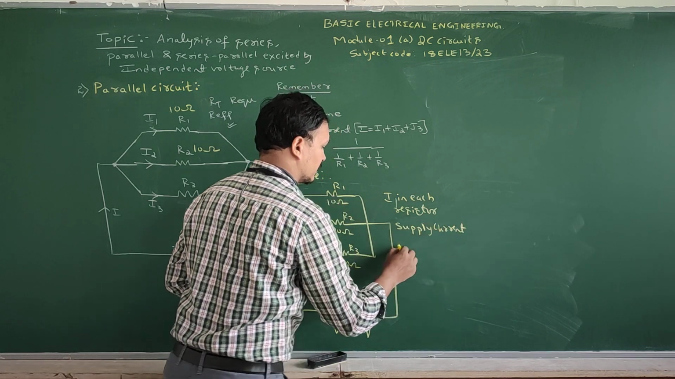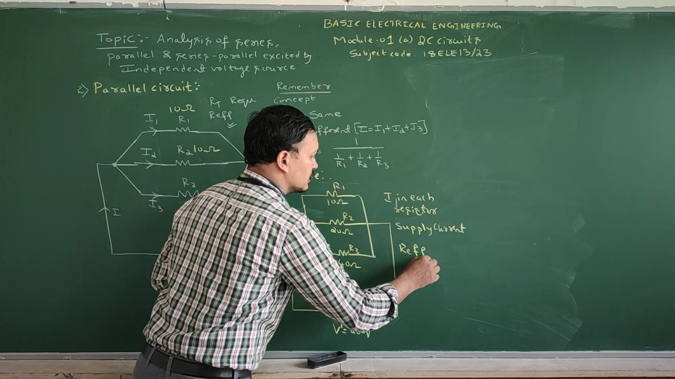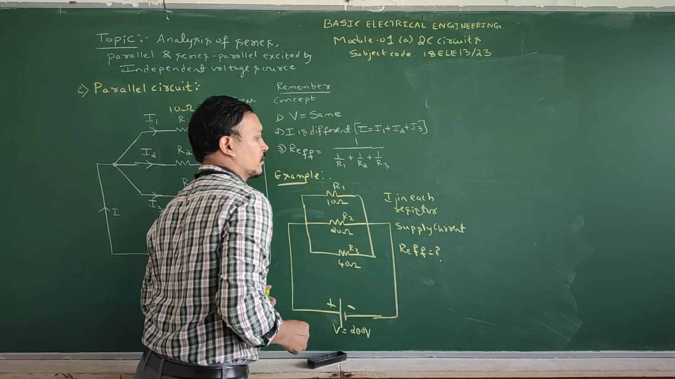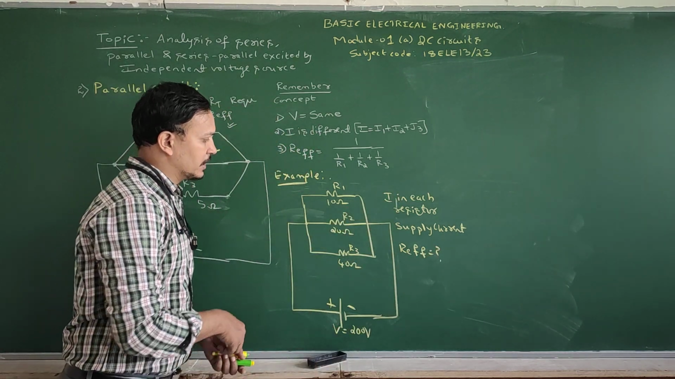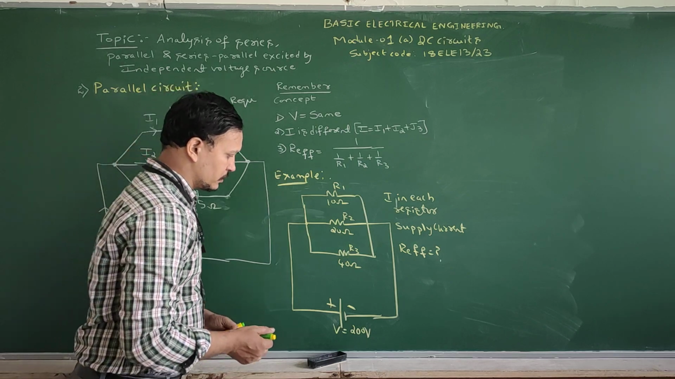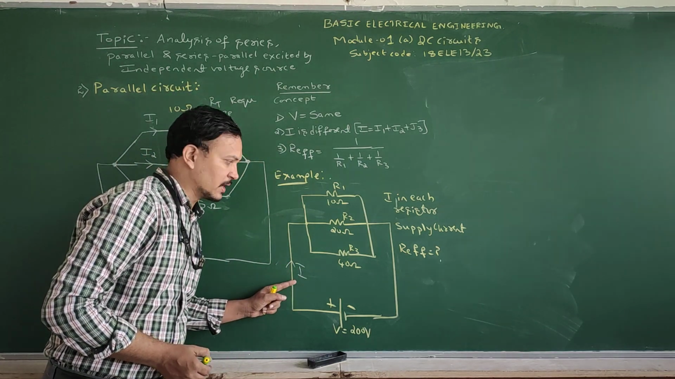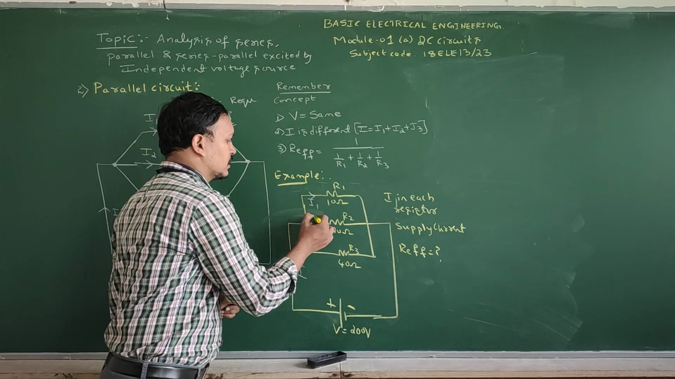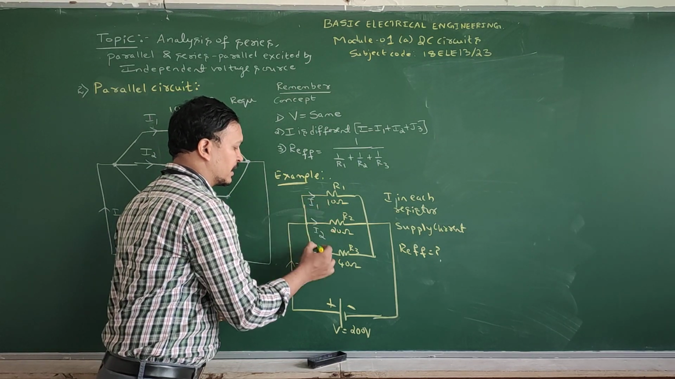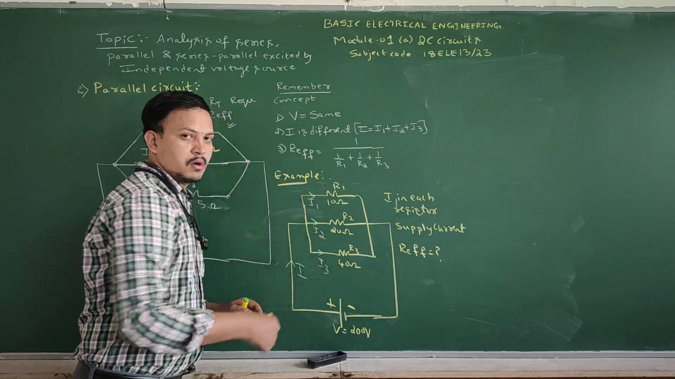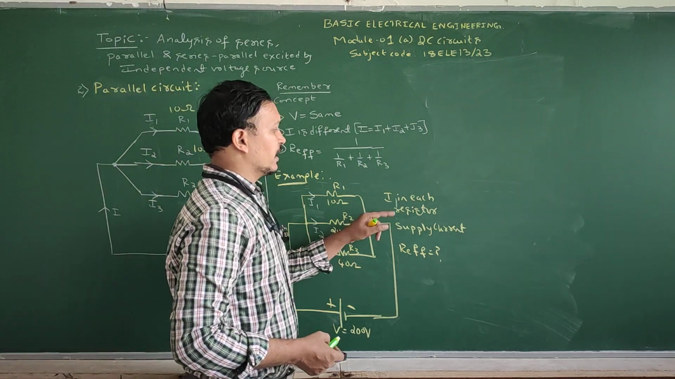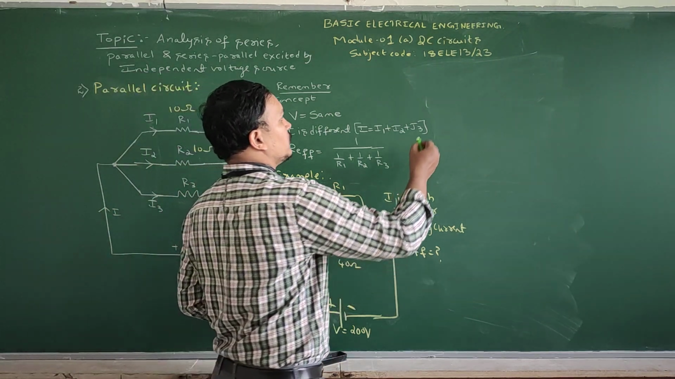Find supply current. Then find effective resistance. These things you need to find out for this particular question. We know that this voltage source will drive current. This current is supply current. What about these currents? I1, I2, I3. These are all branch currents. We can find current in each resistor.